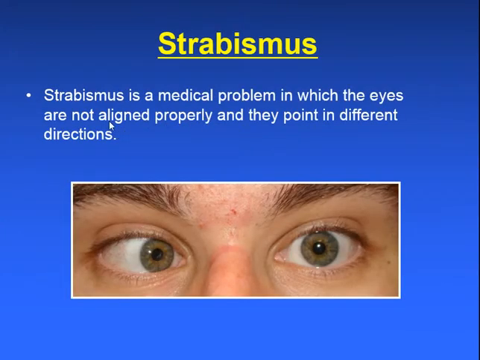So let's first start off with the definition of strabismus, which refers to a situation where the eyes are not aligned with each other. They're not properly pointing the same direction. And we'll get into how we determine that in the coming slides. And of course, when this is happening, the patient will see double, typically at least.